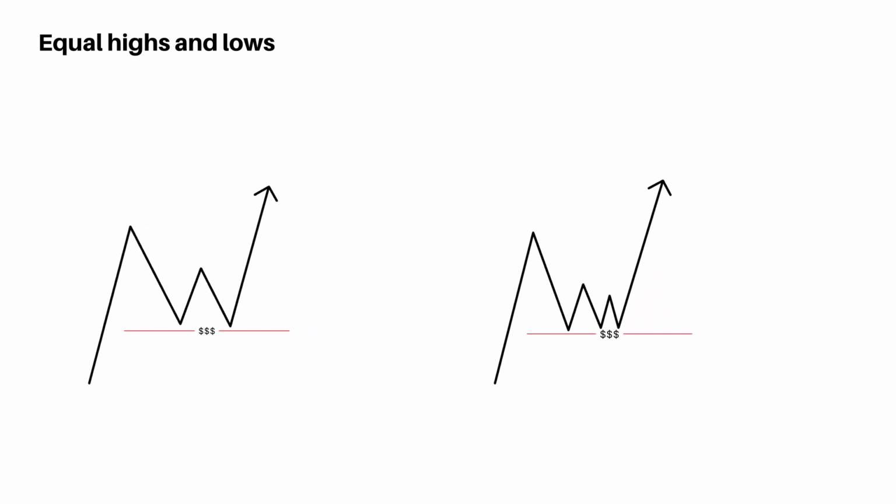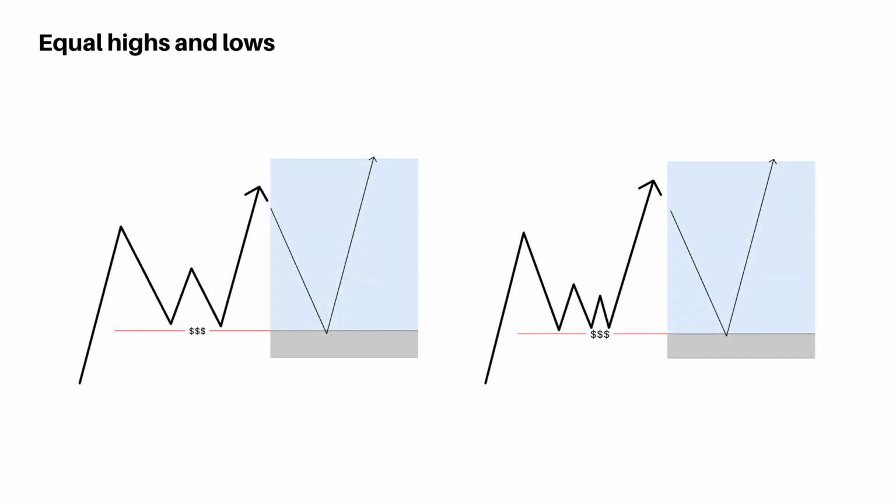Many retail traders expect a rejection to the upside once the price taps into this area again, so they enter long positions at these levels, placing their stop losses somewhere below. However, as we mentioned earlier, smart money aims to trigger these stop losses. Therefore, it's important to wait for the liquidity to be collected before entering the market.